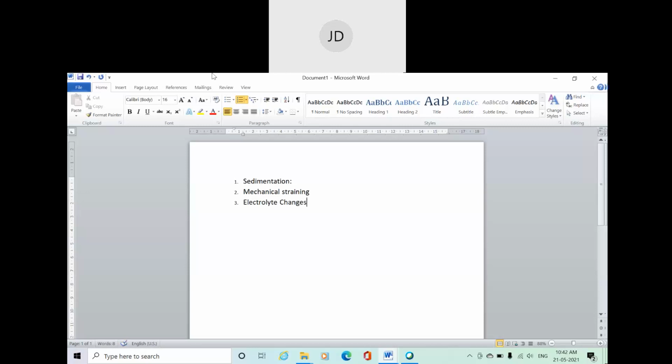Electrolyte changes. Okay. So basically, these first two you can consider as a physical process. The third one you can consider as a chemical process or electrolyte changes. Now, how can a particular filter use a chemical process or electrolyte change, basically a chemical process as a whole, to treat water? So electrolyte changes means what?